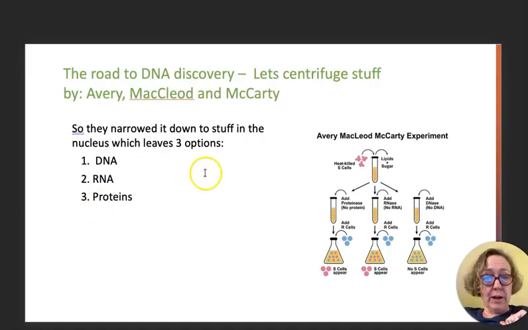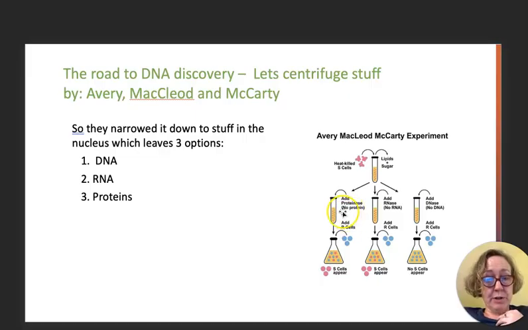So Avery, McLeod, and McCarty basically did the same thing again, minus the mouse. Does that make sense? Okay, so the heat killed some S cells. And then what they did is they took out the proteins, right? We're just going to use a process of elimination and see what transforms. This is a pretty simple experiment. You could have thought of it yourself, right? Thinking back, you're like, okay, let's put everything together without the mouse and see what transforms.